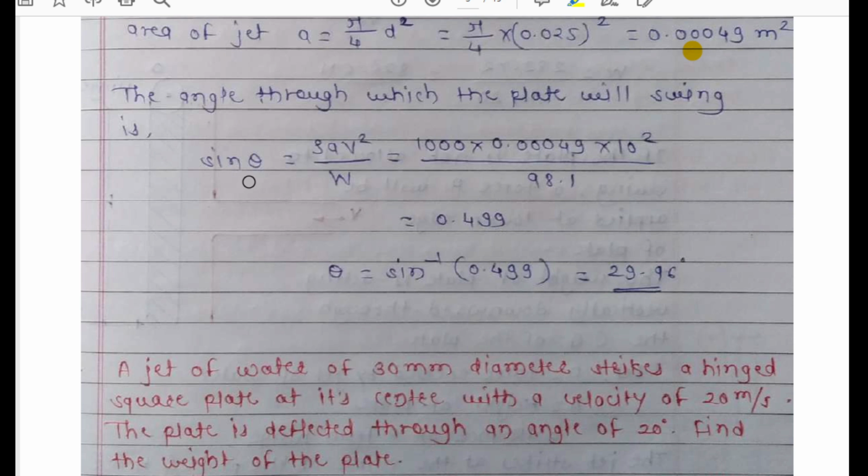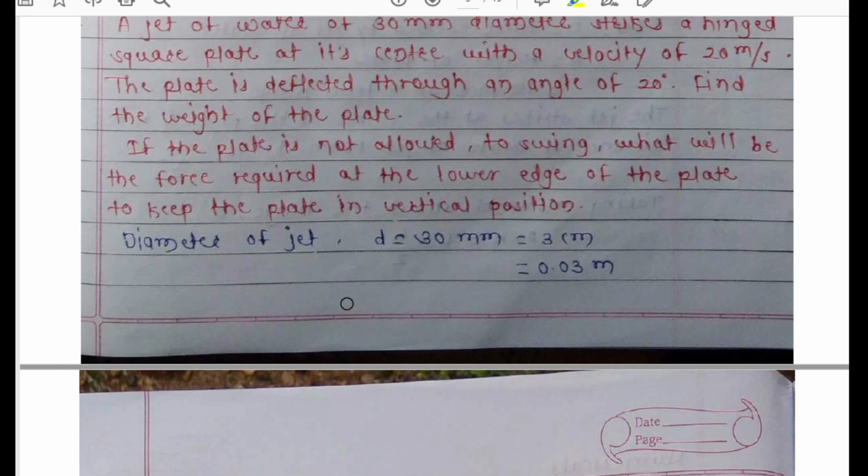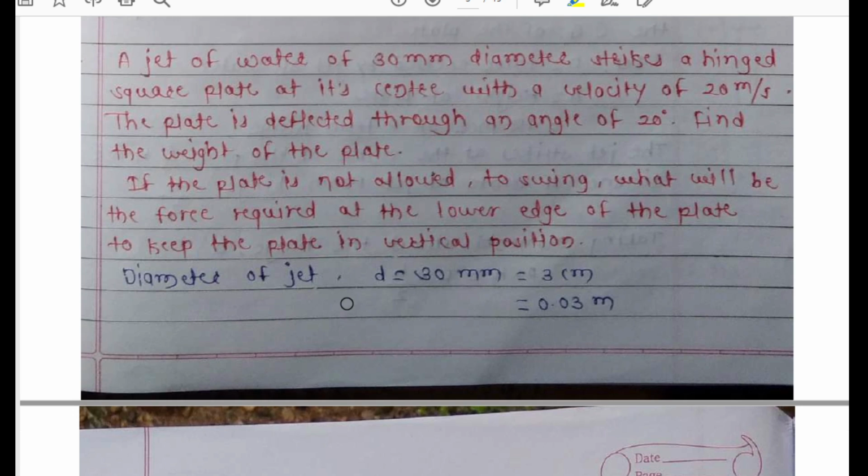Okay, but we have to know the value of theta only. So convert this sine theta into theta, that means sine inverse of 0.499 gives 29.96 degrees, the angle through which that plate swings from the original position. Okay, that example is very simple.